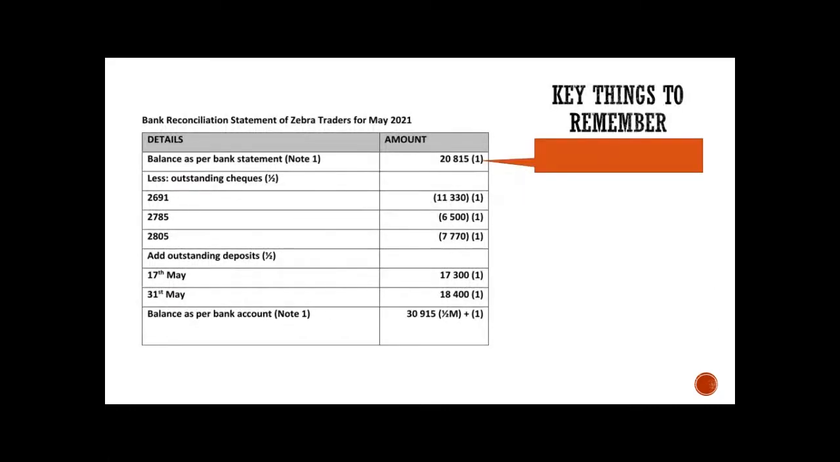Okay, now let's quickly look at the bank recon, just things you have to look at. So the first balance is your balance per your bank statement. That is what is on the bank. It is the last balance if they give you an entire statement at the end.